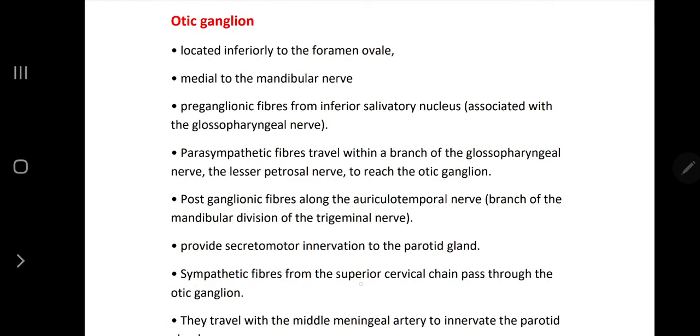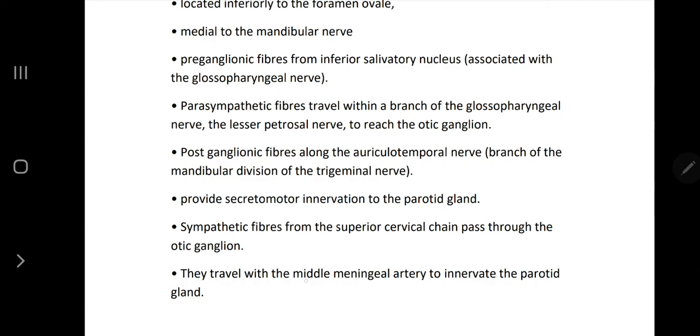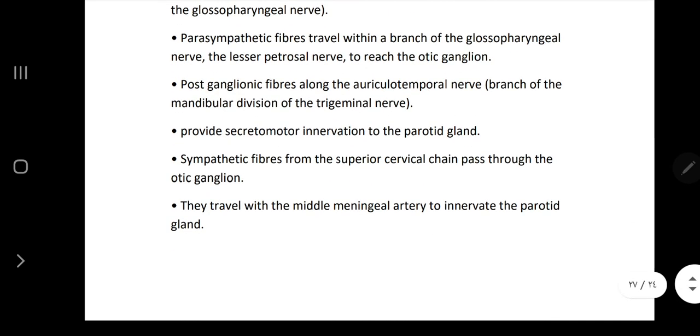Sympathetic fibers from the superior cervical ganglion pass through the otic ganglion. They travel within the middle meningeal artery to innervate the parotid gland.